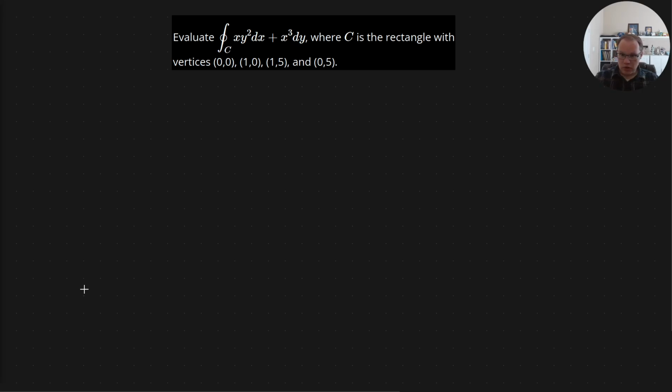Let's take a look at an example which shows us just how useful Green's theorem can be. All right, so here we want to evaluate a vector line integral over curve C, where C is the boundary of the rectangle with these vertices. Okay, so let's sketch it out. X, Y, so 0, 0 is right here. We have 1, 0, 1, 5, and 0, 5.